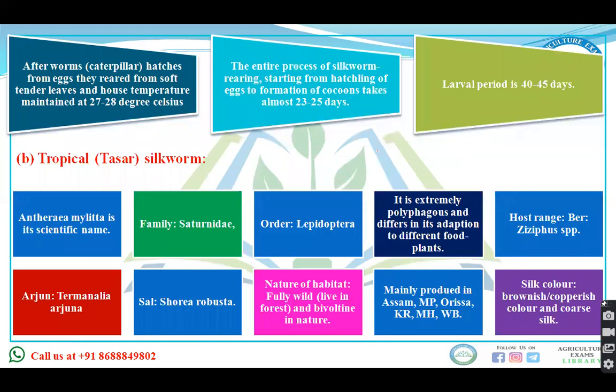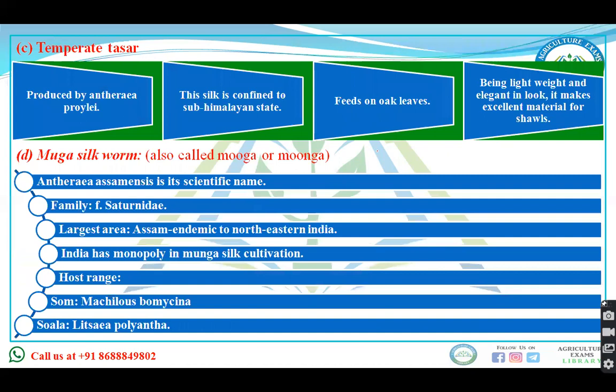Tropical, or you can say the tasar silkworm, that is Antheraea mylitta. Again, when you talk about Antheraea mylitta, you see the name of the family and the order. The host is Arjun and Asan, that is Terminalia species, and the silk color will be copper color. Temperate tasar, that is Antheraea proylei.